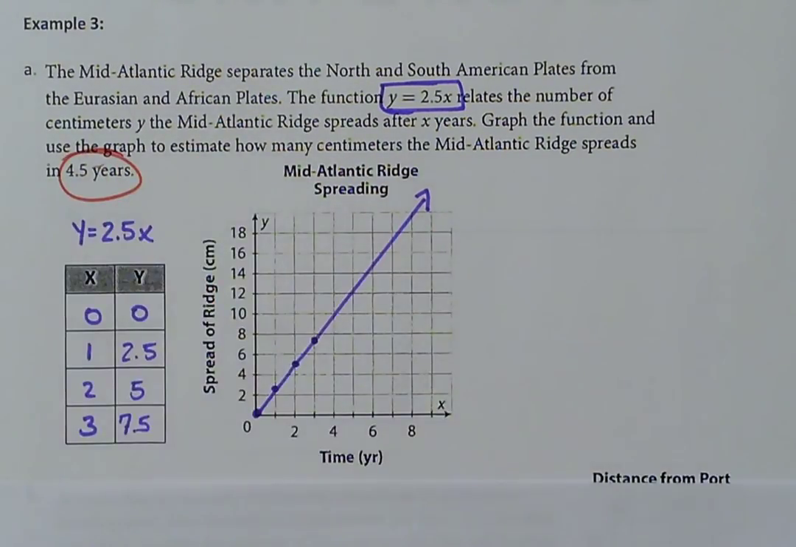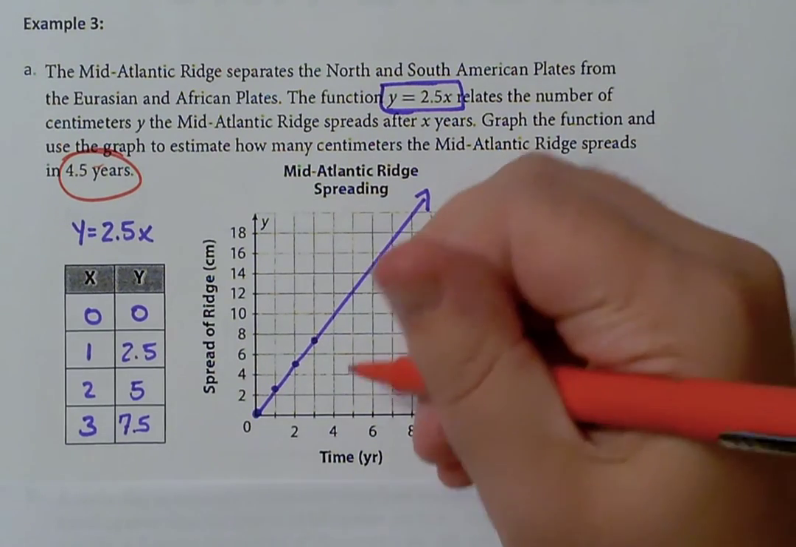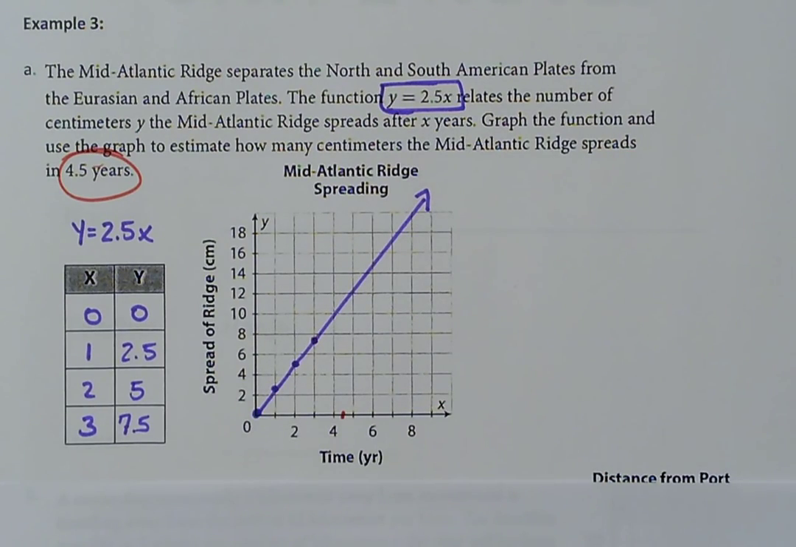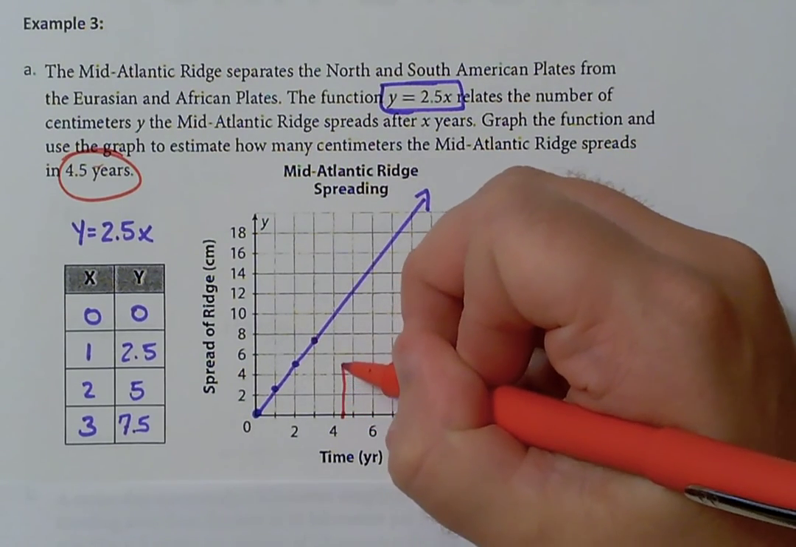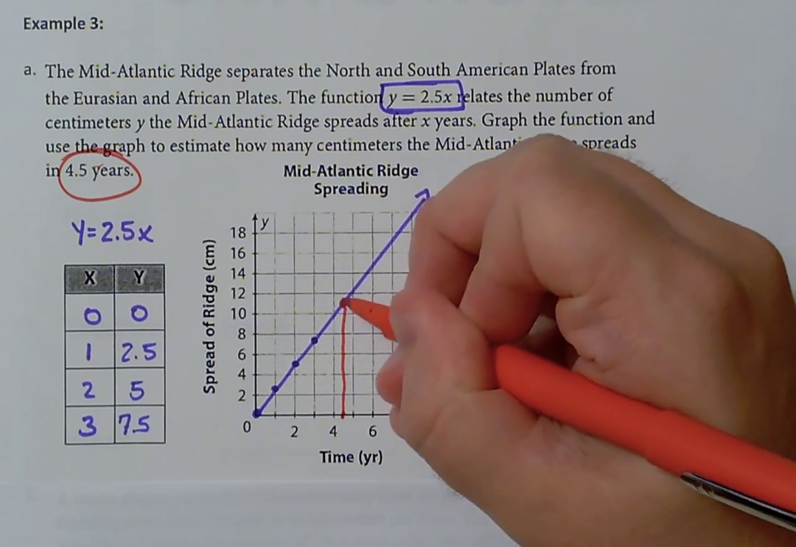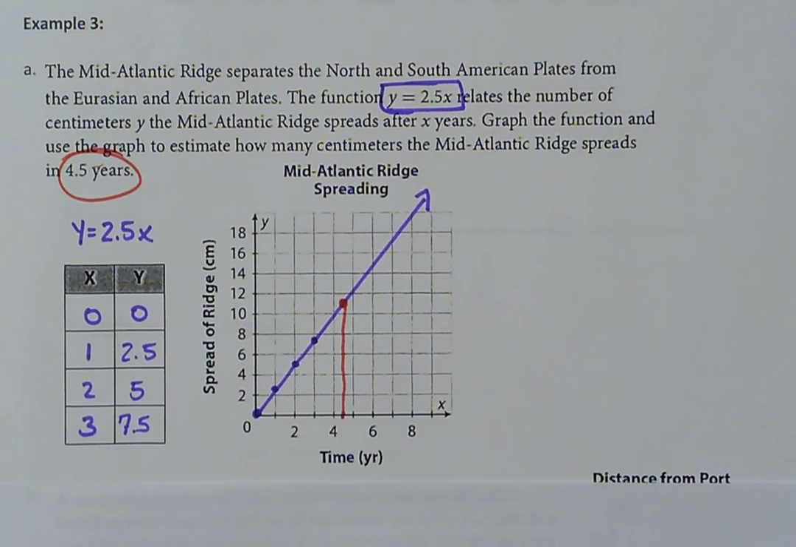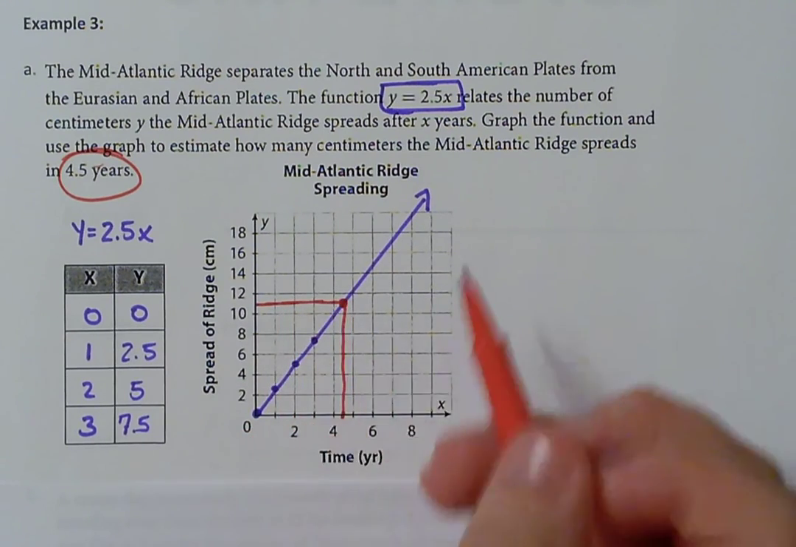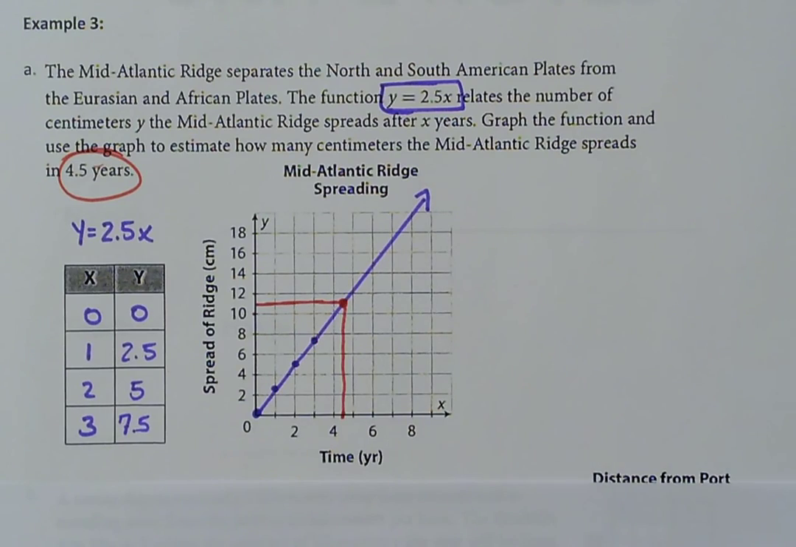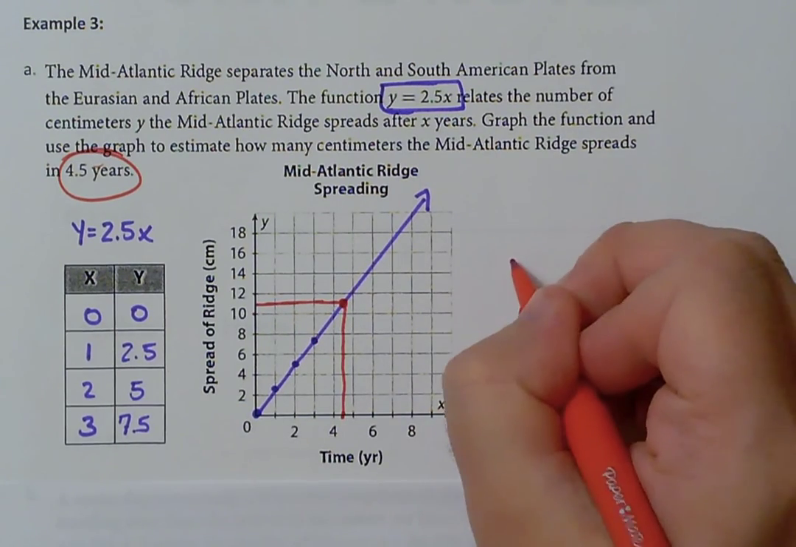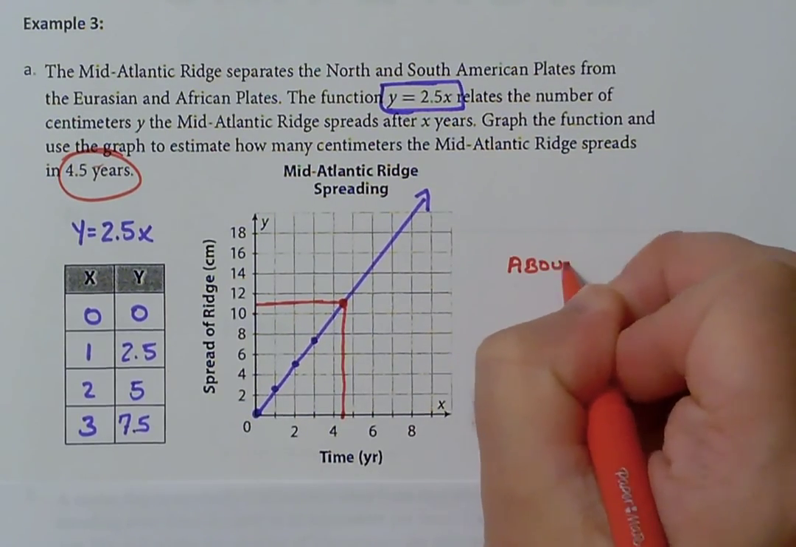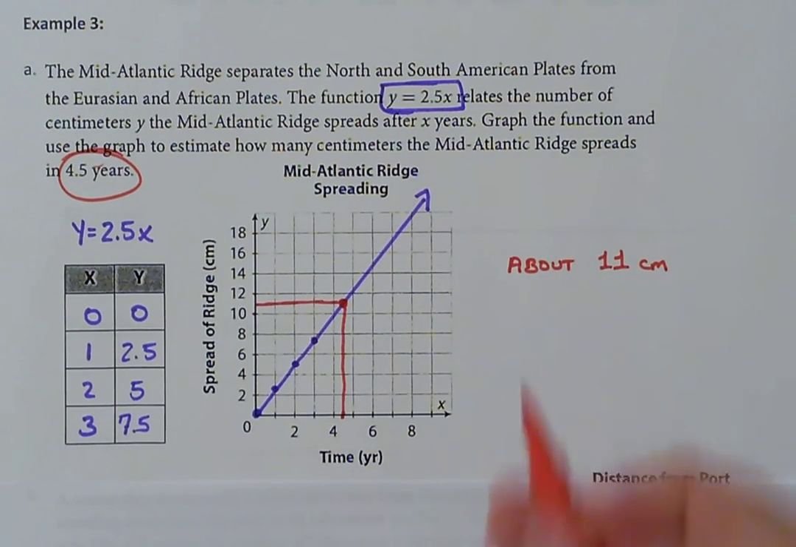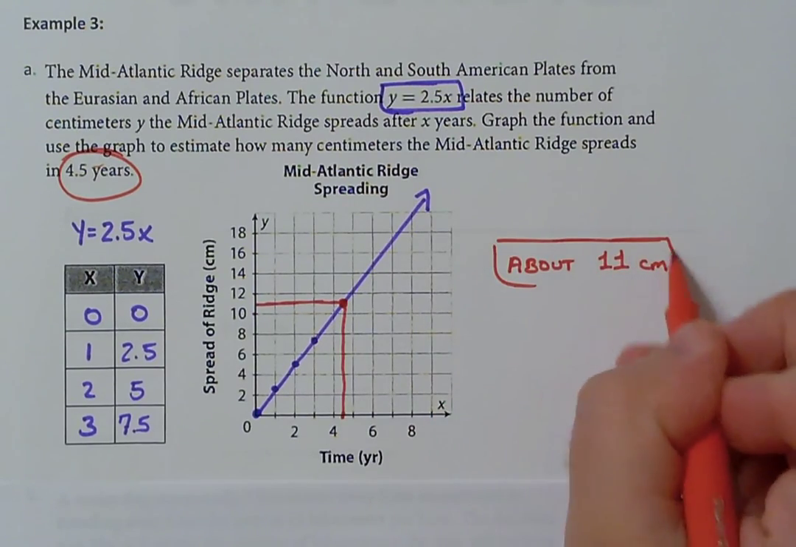in 4.5 years. So that means I'm going to go to 4.5, which is here on the x-axis, and I'm just going to go up to where it hits on my graph, which is right about there. And then we just want to see where that point is on the y-axis. So it crosses there in between 12 and 10. So I would say it's feasible to say about 11 centimeters. So that is my rough approximation.